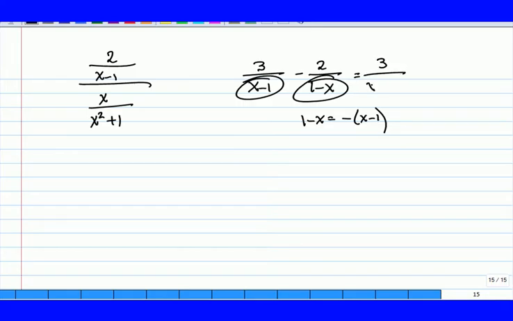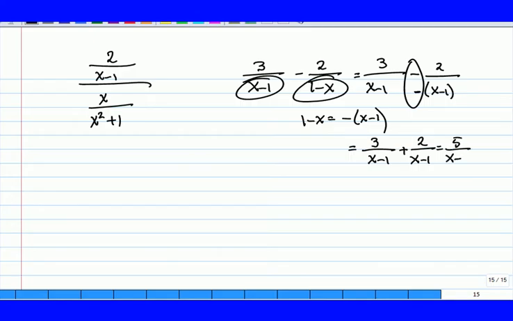3 over x minus 1 minus, now I'm going to put this in here, watch. There's a negative here, x minus 1, 2. And you have a double negative situation here, so that means 3 over x minus 1 plus 2 over x minus 1. The answer is 5 over x minus 1. So watch out for those opposite terms. Does that make sense?